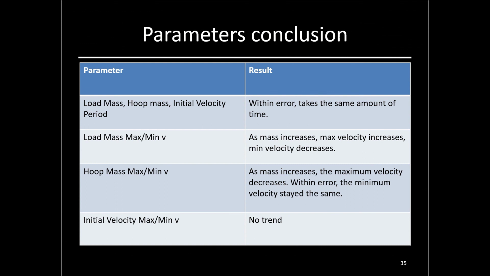So for my parameter conclusion, for all of the parameters, the time period, with an error, takes the same amount of time. For the load mass, as the mass increases, the maximum velocity increases and the minimum velocity decreases. For the hoop mass, as the mass increases, the maximum velocity decreases, but with an error, the minimum velocity stayed the same. And for initial velocity, there was no trend in the maximum and minimum velocity.